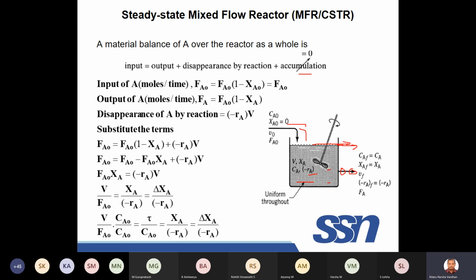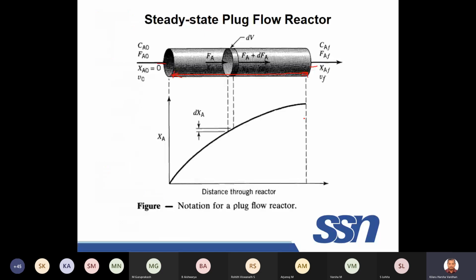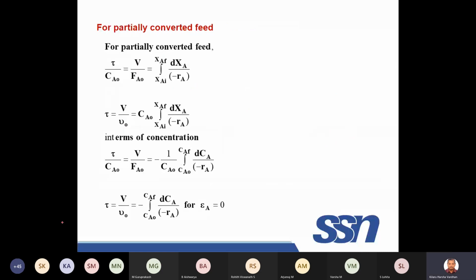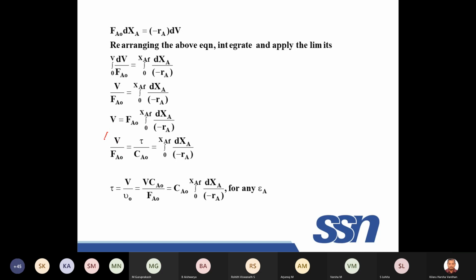I would like to add one more point here. I'll just come to this particular slide. Yes, this slide, right? Here I would like to ask two questions. One question is why the volume of MFR is much greater than the PFR. That I already asked, right? So I got some answer.